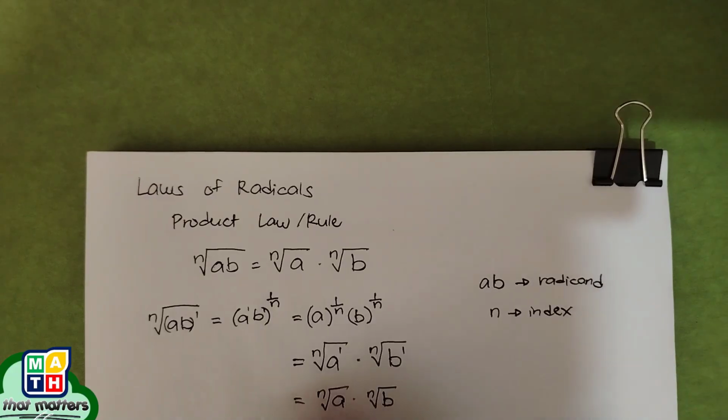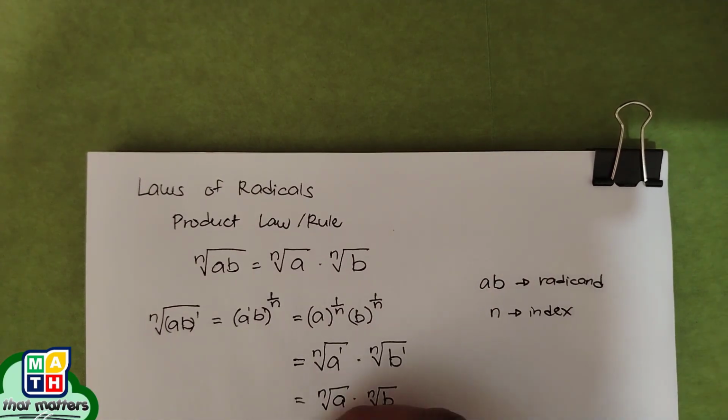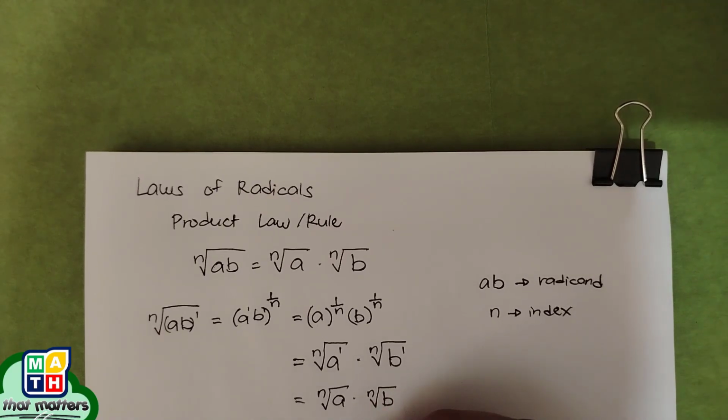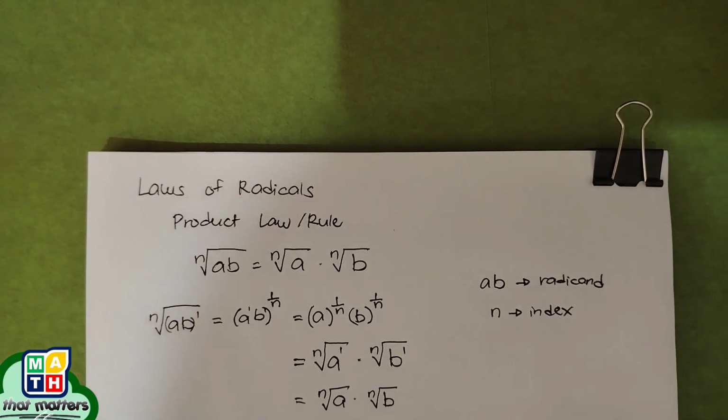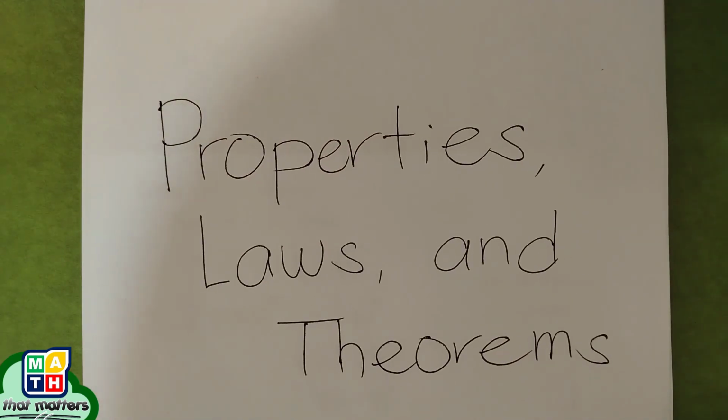But anyway, this tells us that the nth root of AB raised to the power of 1 is equal to the product of separate radical expressions of the same index n, but they are now separated, or we have now separated the factors of a radical expression, or the radicand of a radical expression. Now again, this is all about properties, laws, and theorems.